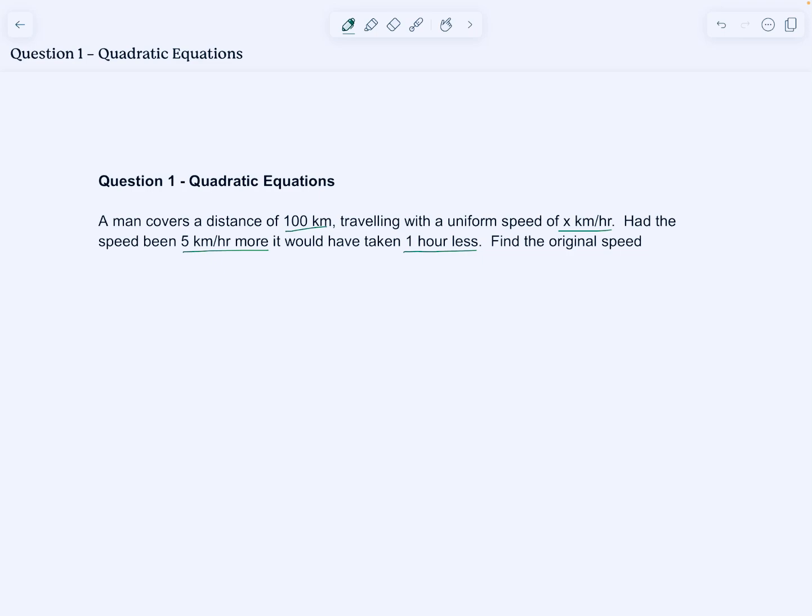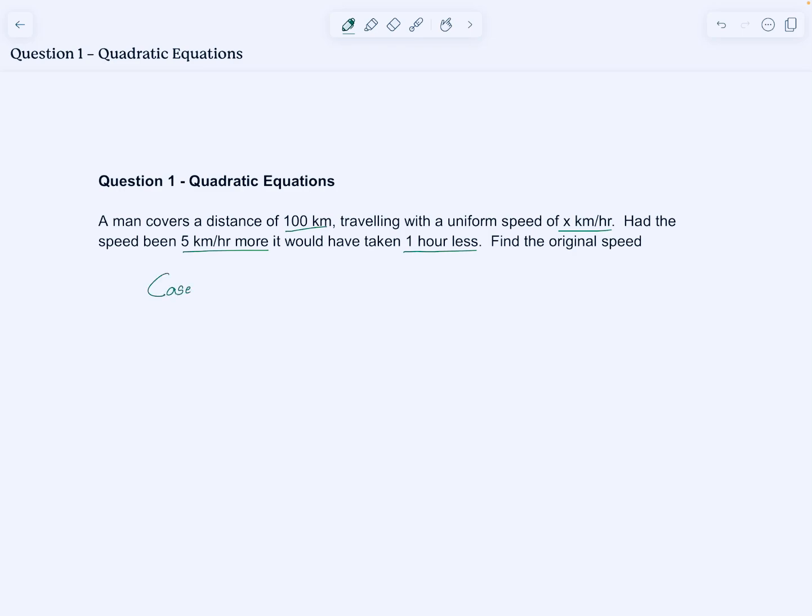One, a man traveling with a uniform speed of x km per hour. The other one is the same man traveling with x plus 5 km per hour. That is, he has increased the speed by 5 km per hour. And now we have to get the original speed of the man.